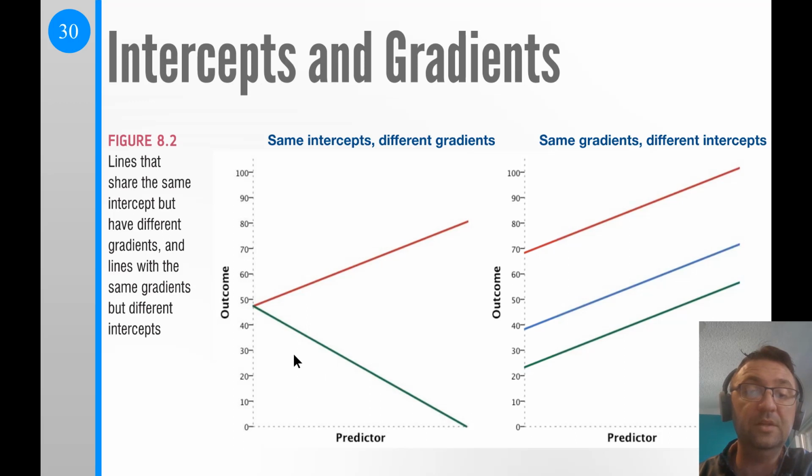Remember, this is an example of models with the same intercept but different gradients. And these are examples of different linear models where the gradients are the same, but the intercepts are different.